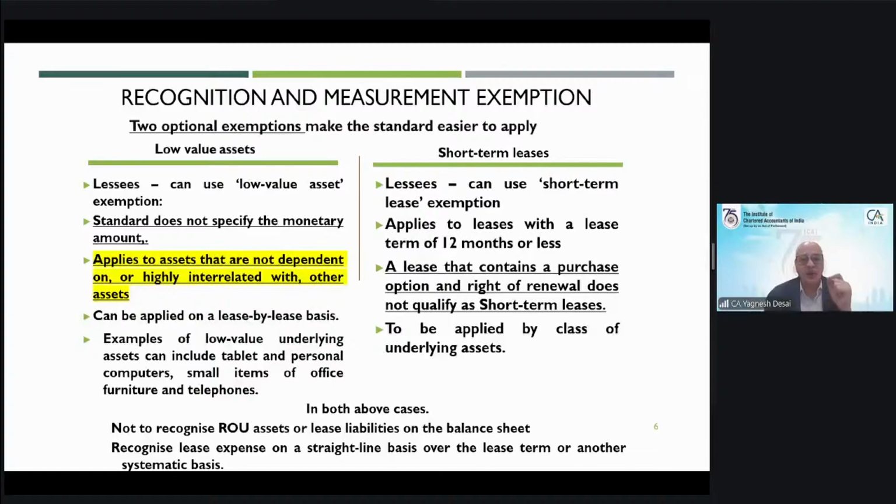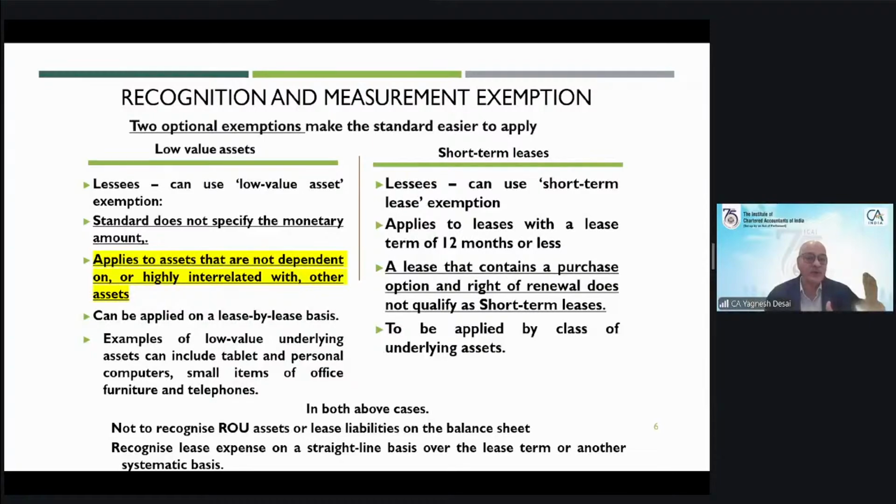An item may be a very low value asset as per the accounting policies laid down by the entity. But if the asset is dependent on or highly related to any other asset, then despite being a low value asset, it does not qualify as a low value asset. Meaning, the lease payments for these assets are not to be expensed out but to be capitalized. An entity will recognize the ROU asset and the lease payments.